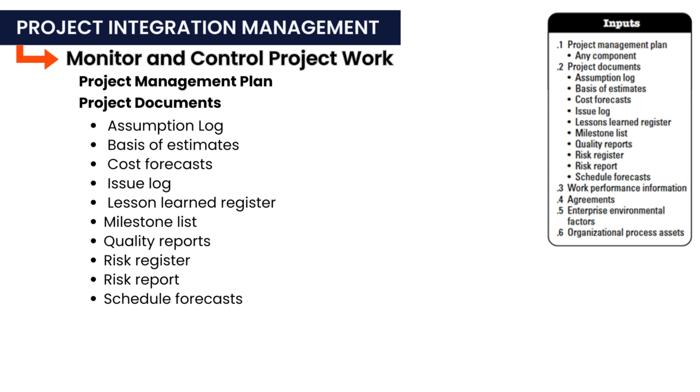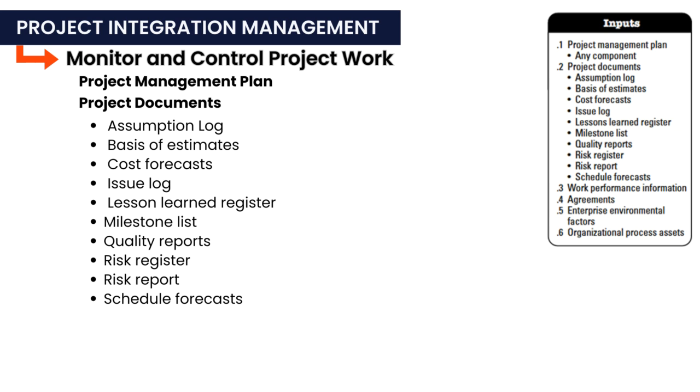The second document required for this particular process is basis of estimates. The basis of estimates explains how estimates were developed and serves as a guide for addressing any variances. Cost forecasts. Cost forecasts rely on the project's past performance to assess whether the budget remains within acceptable limits and to identify the need for change requests. The next one is issue log. The issue log tracks and monitors specific issues, assigning responsibility for resolution and establishing target dates for completion.